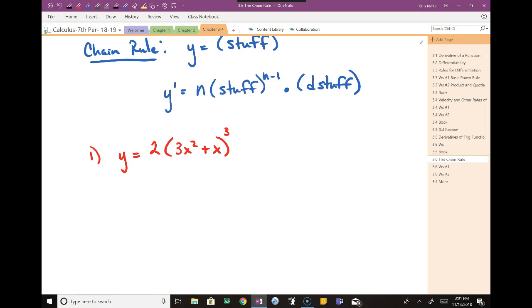I'm going to start by deriving the outside. So I'm going to have 3 times 2 in the front, so we have 6. And then what is my new exponent going to be? Good. I derived the outside. Now I'm going to derive the inside. What is the derivative of my inside stuff? 6x plus 1.